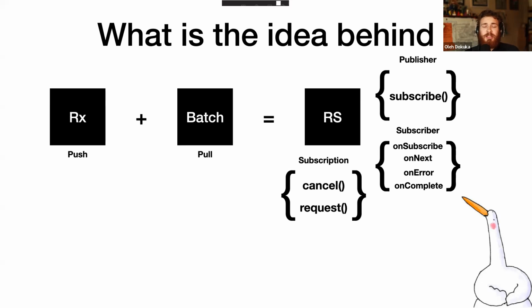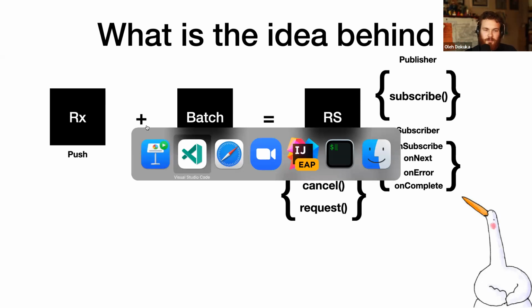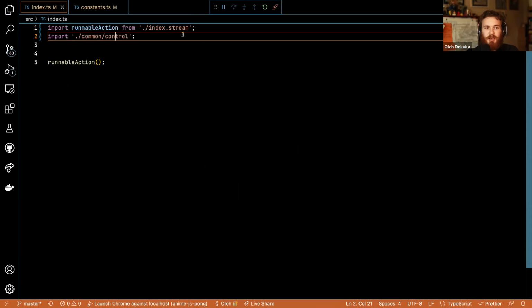And finally, we got Subscription, which has the same cancel method, but in addition to that, it has a request method, which is the representation of this pull mechanism. Using the request method, you can say, I want to pull X number of elements, so you can pass a specific number of demanded events, and then your producer or publisher will push those events in a streaming fashion. So let's have a look whether this solution is reliable or not.